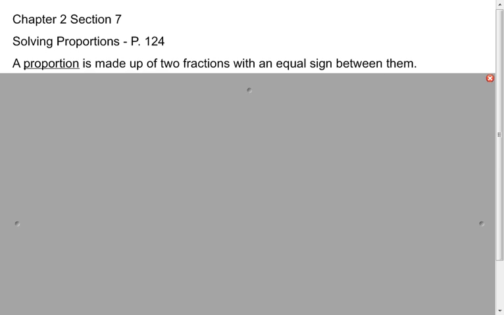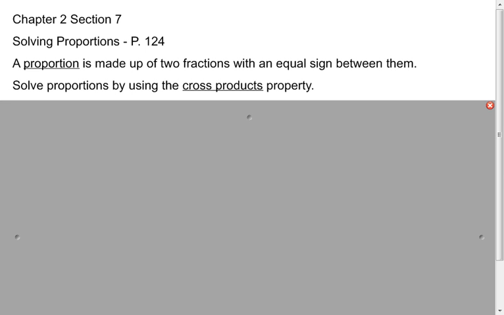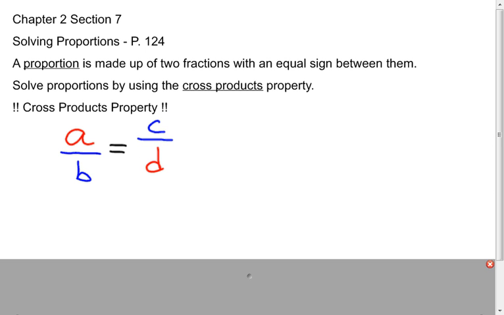Start with a definition. A proportion is made up of two fractions with an equal sign in between them. In order to solve proportions, we're going to use what's called the cross products property. Cross, because we're going to have something cross in the middle. Products, because we are multiplying. So, here's what the cross products property says.